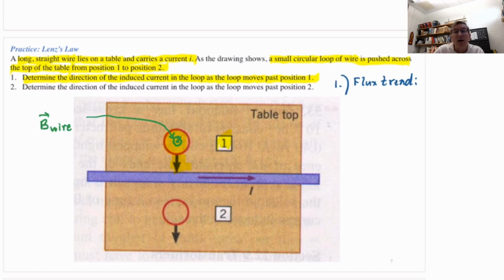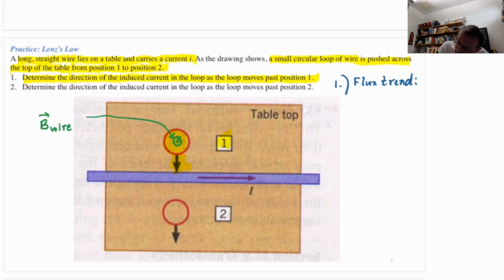So isn't the B wire getting stronger? Remember the formula for the magnetic field, B of the current in a long straight wire? The closer you get to the wire, the stronger the field is. So in position 1, I'm moving that loop closer to the wire. The B wire is getting bigger. Therefore, what's happening to the magnetic flux? It's increasing, right?